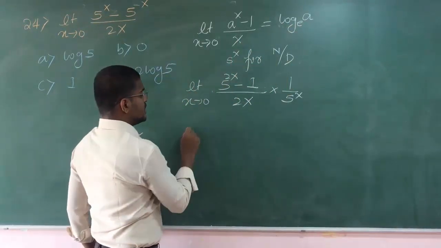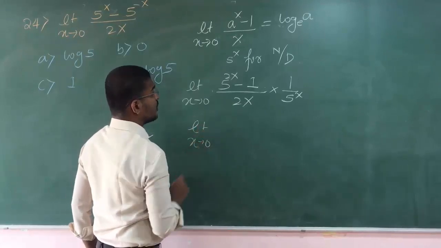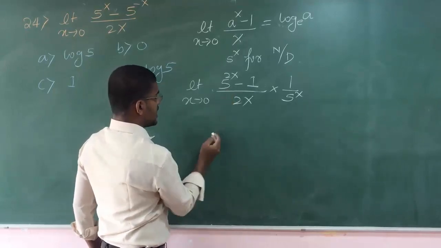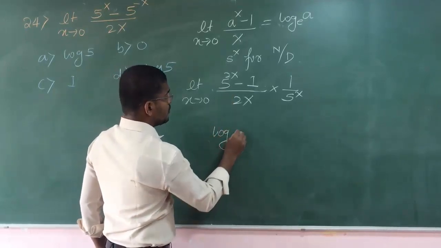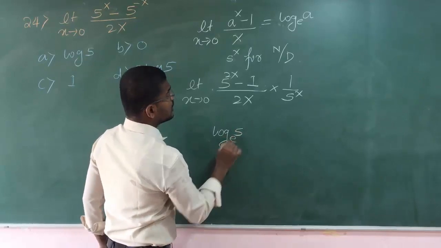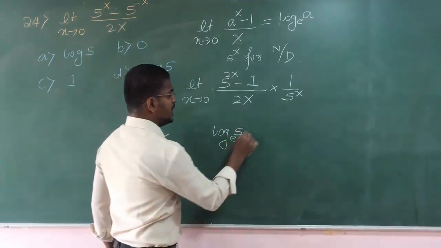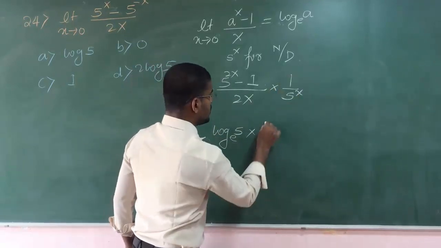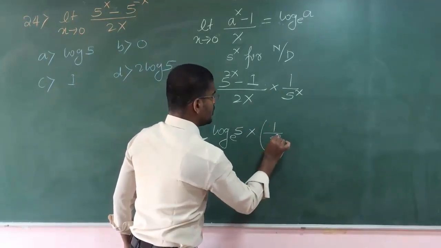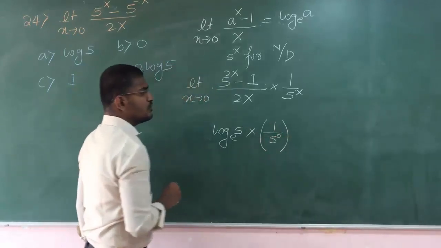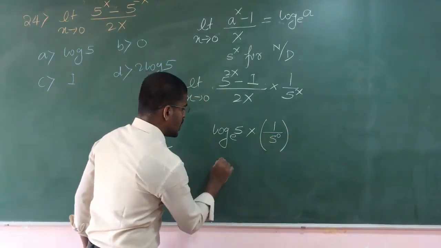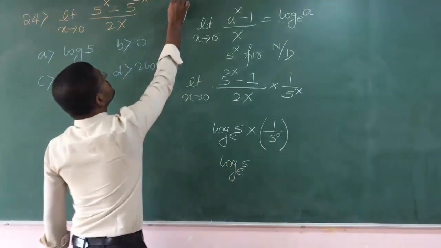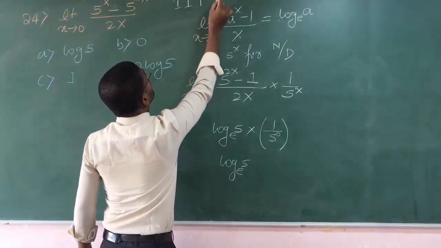So how can you write this? Limit x tending to 0, you can write this as log 5 to the base e into, if I take limit x tending to 0 to this term, it will be what? 1 by 5 to the power of 0. So what is 1 by 5 to the power of 0? It will be equal to 1. So your answer will be log 5 to the base e. This is also from an IIT exam. Clear?